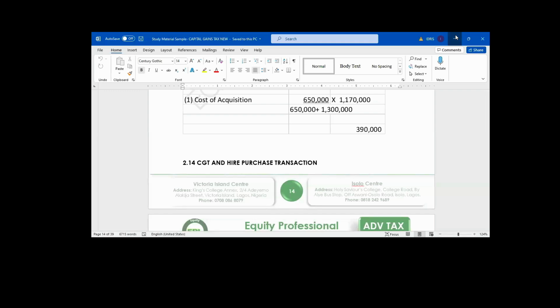Capital gain. Let me open an Excel for an illustration, just for an example.